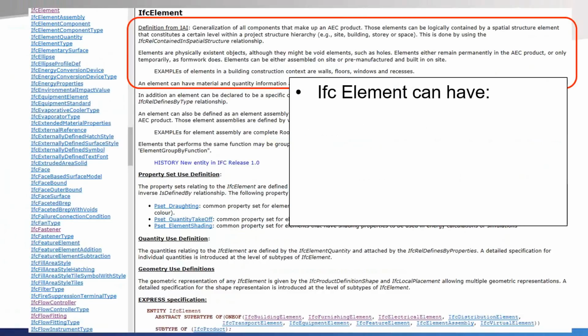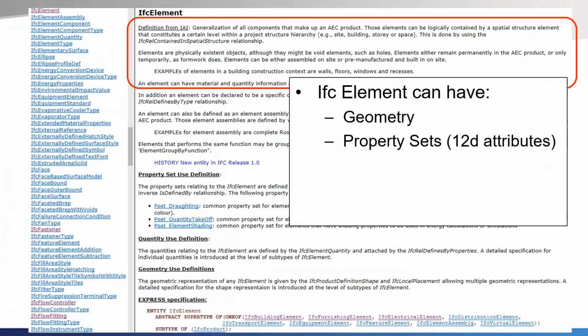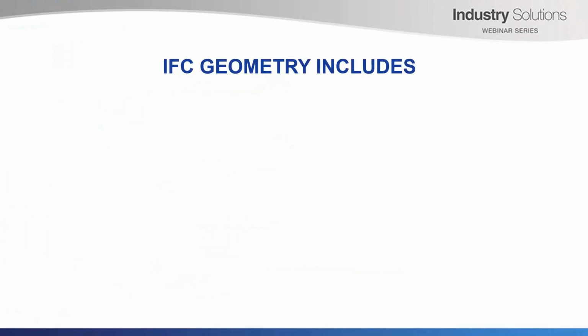So an IFC element can have geometry, property sets, which are basically like 12D attributes, and a spatial structure. Now, the IFC geometry has a thing called a geometric curve set. That's made up of points and lines and arcs. So basically things like we have in our strings. It also has a faceted B-rep representation. So what the hell's that?